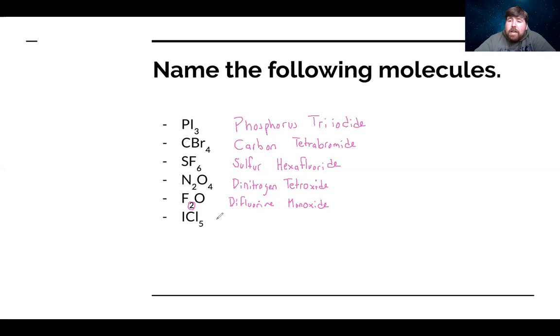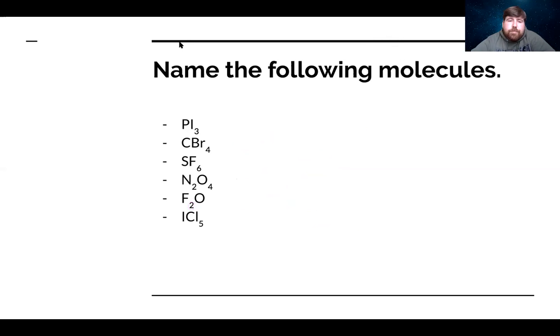Last but not least, ICl5. Notice that the I is by itself, there's only one of them, so I don't need a prefix for this. So it's going to be iodine, and there are 5 chlorines. So that's going to be penta, iodine pentachloride. I really love the molecules because it's pretty much just using the ide ending for the second element, and you always indicate the amount of the second element. You only have to indicate the amount for the first one if there is more than one.